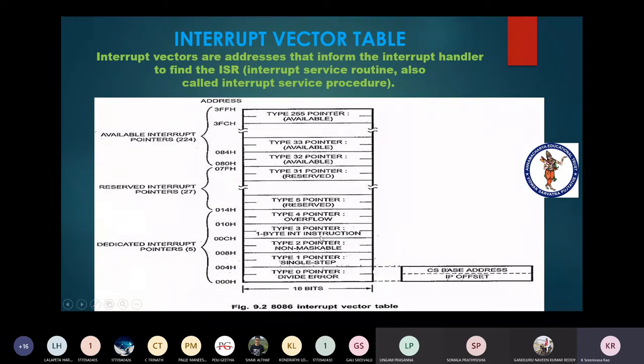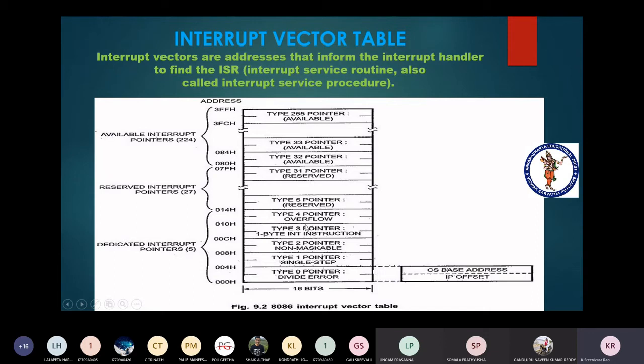That interrupt is the type 2 interrupt. It is the highest priority interrupt among all the interrupts. The vector of this one is 008.